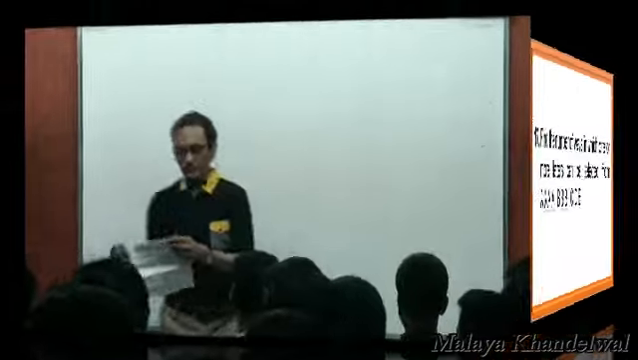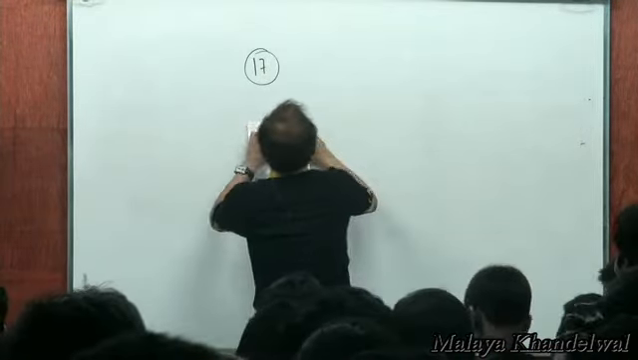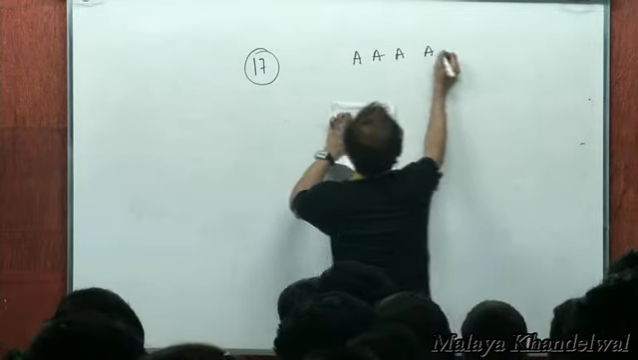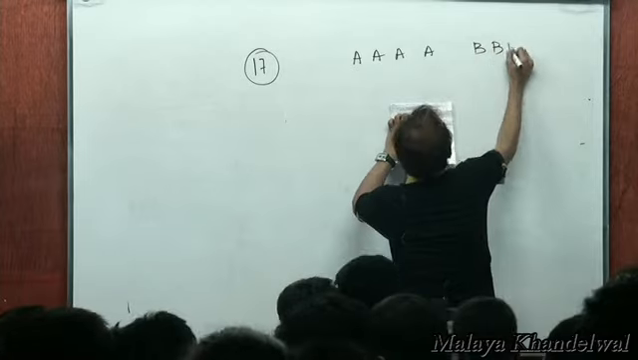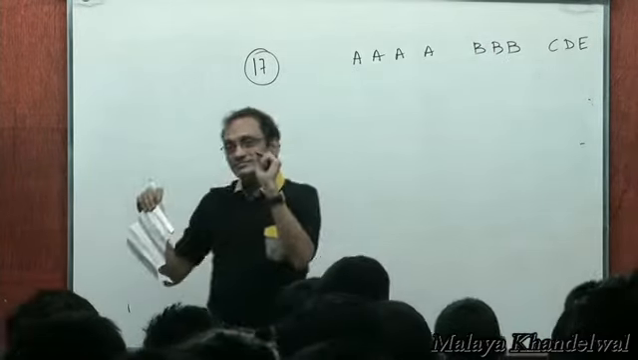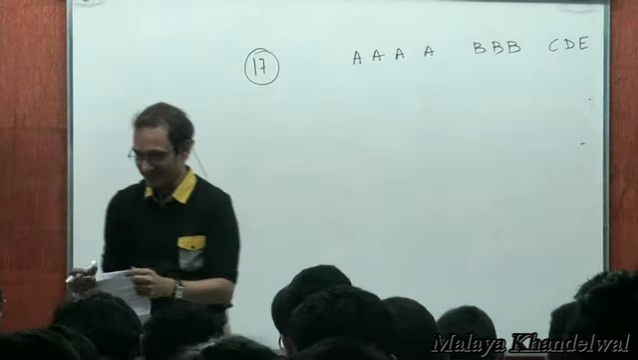Okay, very quickly. 17. Now we have A, B, C, D. Don't get impatient. Some more time. I'll let you go.